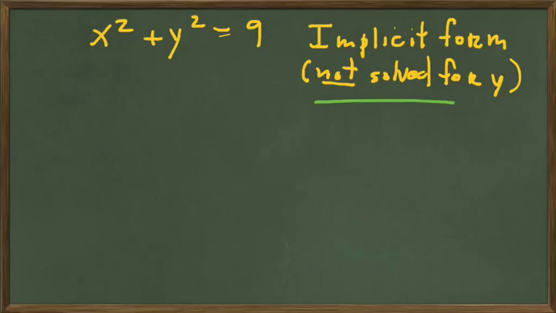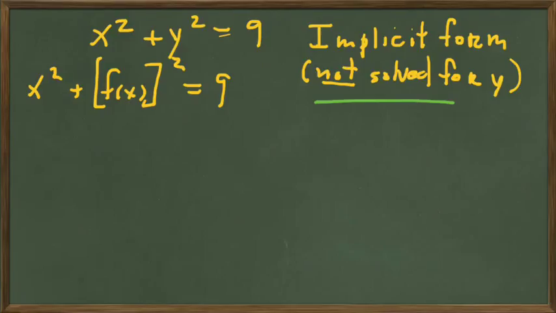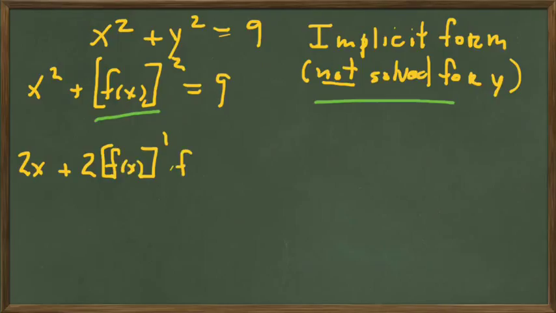We're going to replace y with f of x, and then we're going to differentiate each term using the chain rule, since this is a composite function when we differentiate this term. So the derivative of the first term is 2x, the derivative of the next term by the chain rule, bring the 2 down, reduce the power to 1, leave the f of x in there, multiply by the derivative of the inner, f prime, and then the derivative of the 9 is 0.